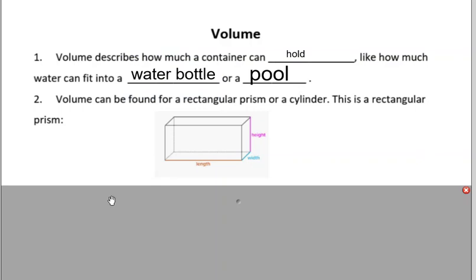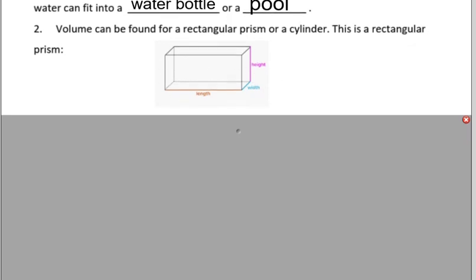Number 2, volume can be found for a rectangular prism or a cylinder. This right here is a rectangular prism. It's basically a rectangle with the length and the width, and then we add on the height. So you see one rectangle at the bottom, but volume is a 3D shape, so there is a height.